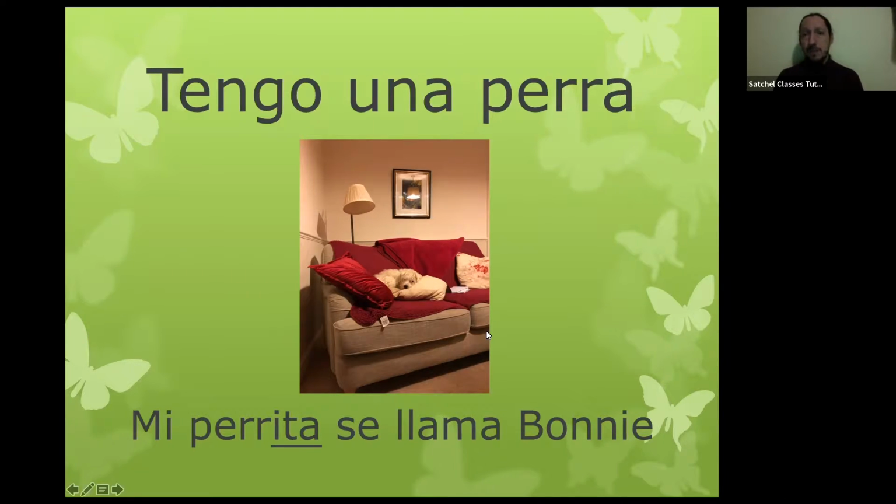So for instance, if I had a loro, a parrot, I would say lorito. You'll see later on how we minimize the word, how we make it smaller to make it sound even better than what it actually is. And always remember that the ending needs to match the original ending.